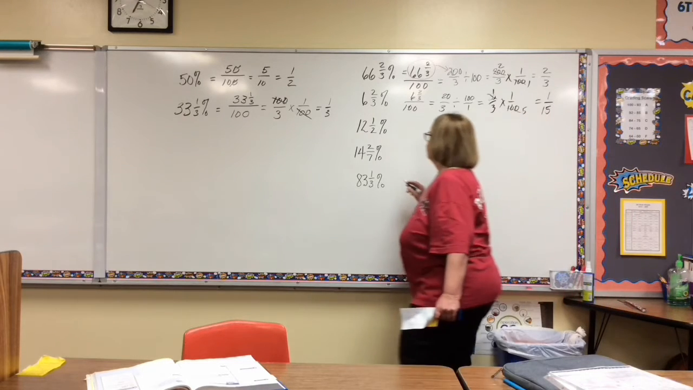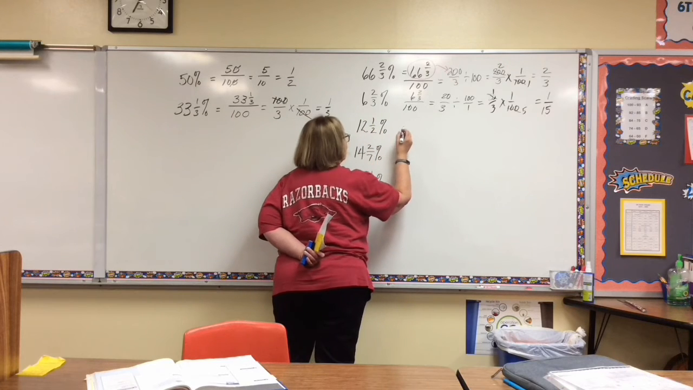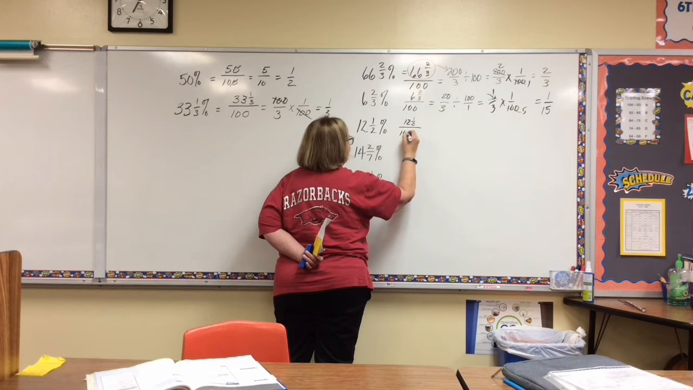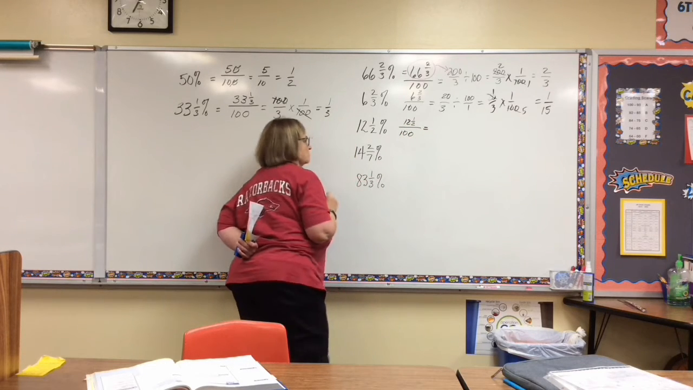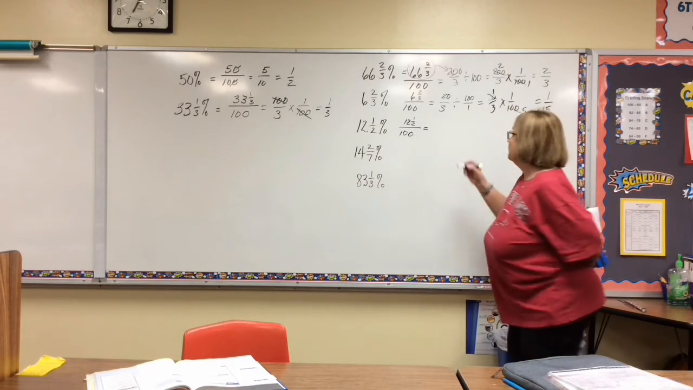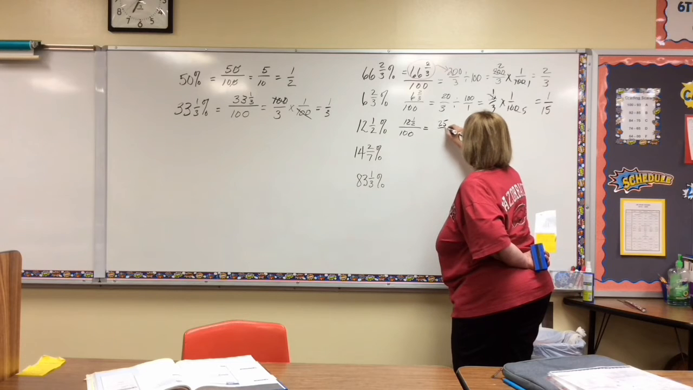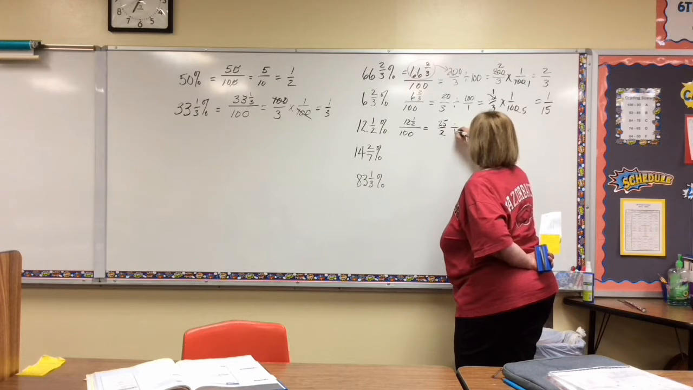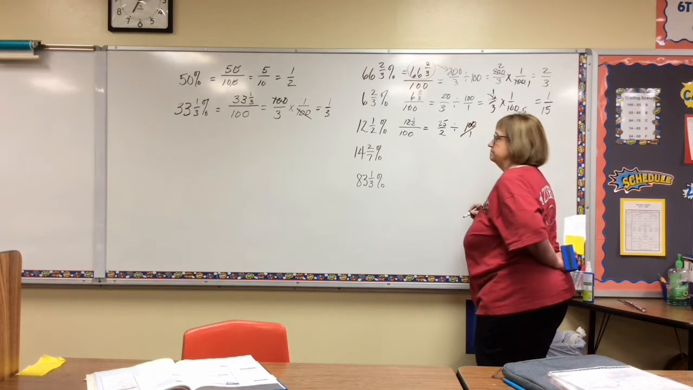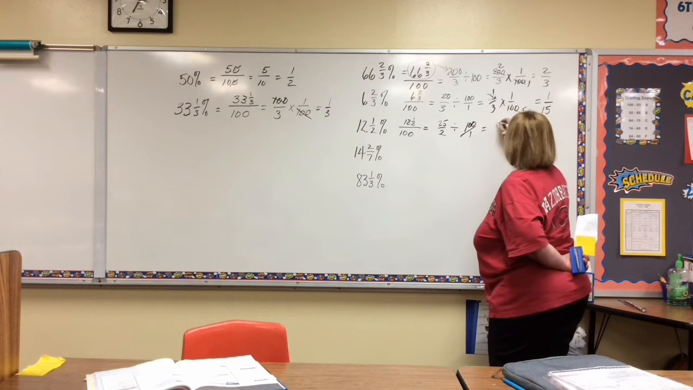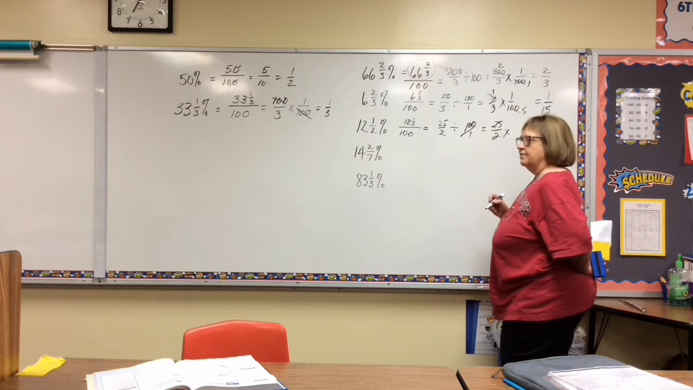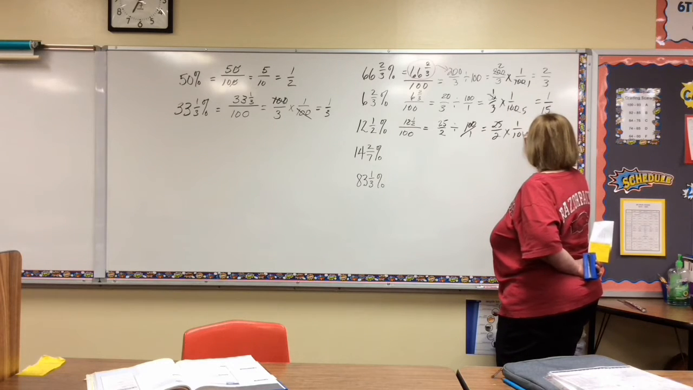Okay, try again. 12.5%. So we put 12.5 divided by 100. 2 times 12 is 24. 1 more makes 25. So that gives us 25 halves divided by 100 over 1. Then that means 25 halves times the reciprocal. The reciprocal of 100 over 1 is 1 over 100.